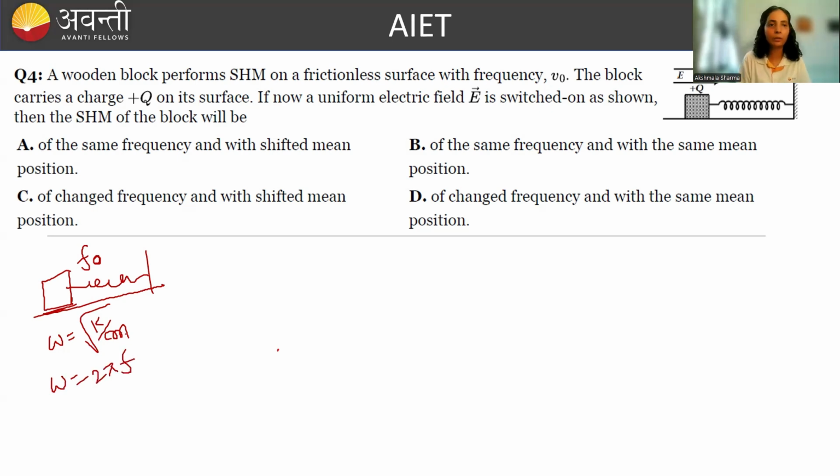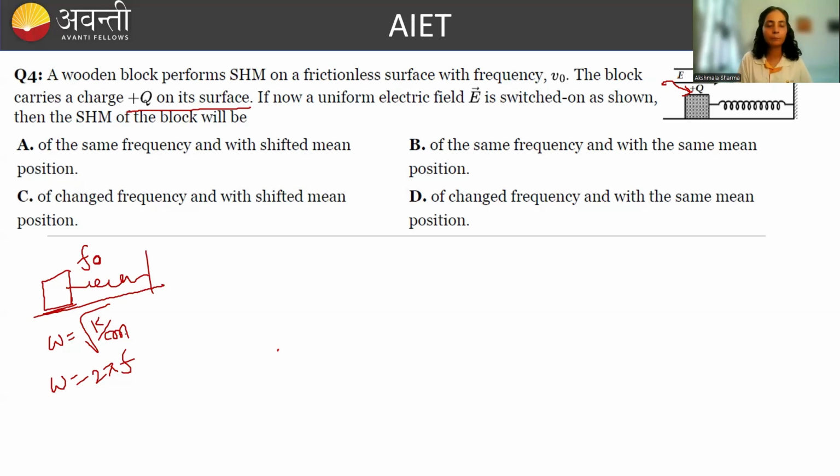Now let's read the question. The block carries a charge plus Q on its surface. Like before, okay, first let's read the question. If now a uniform electric field is switched on, as shown, then the SHM of the block will be... So in the second case, what is happening? We are placing a charge plus Q on it, and then we are switching on an electric field. Done. And then it is asked what its mean position will be and what effect will happen to its frequency.